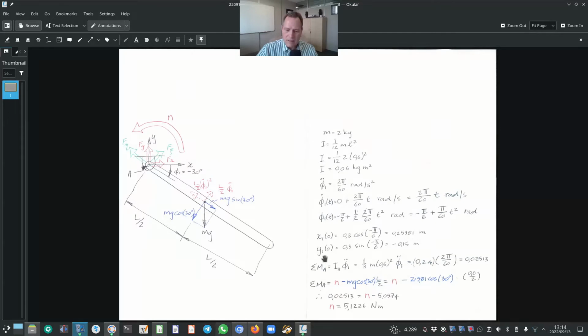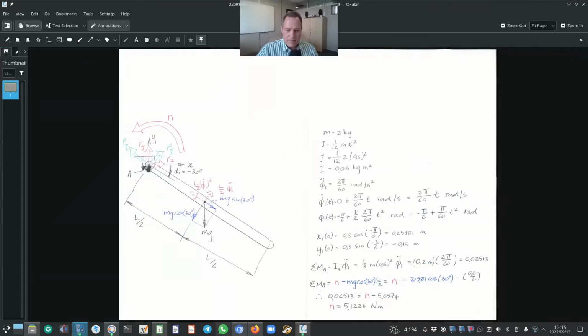Similarly, for the y coordinate, we can take 0.3 times sine of minus pi over 6, and we end up with a calculated value of minus 0.15 meters. If we once again do a sanity check, the y coordinate of body 1 must indeed be less than 0, and so this value makes sense.